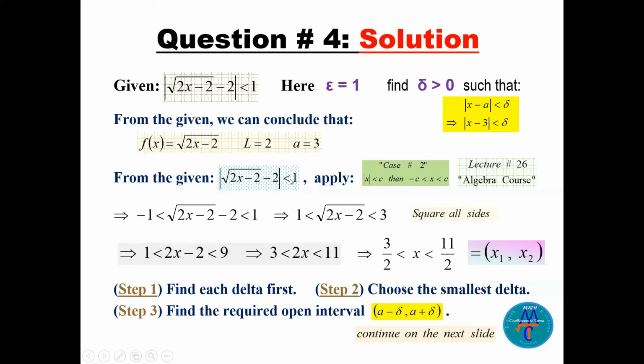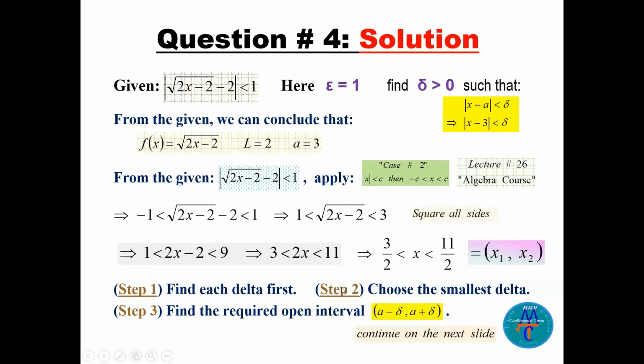So the absolute value of all this less than 1 becomes between -1 and 1. Then we add 2 on each side. So 1 is less than the square root of 2x minus 2, less than 3. We square all sides. So we get 1 less than 2x minus 2 less than 9. We add 2 to each side. 3 less than 2x less than 11. So x will be between 3/2 and 11/2. So this is x1 and x2.